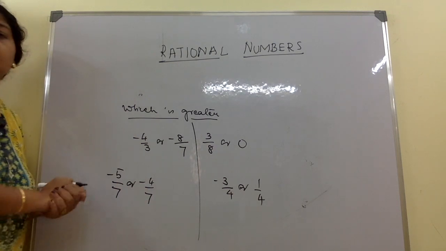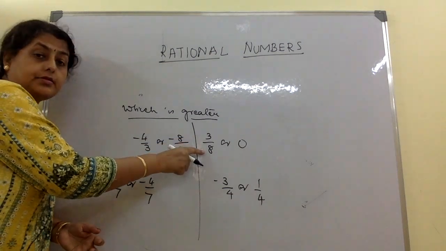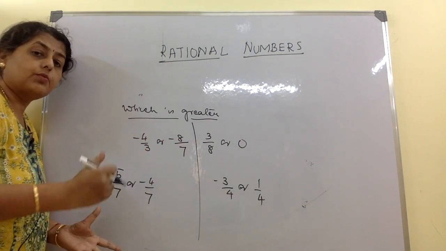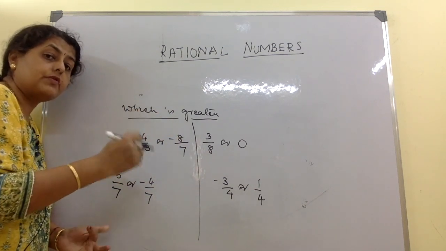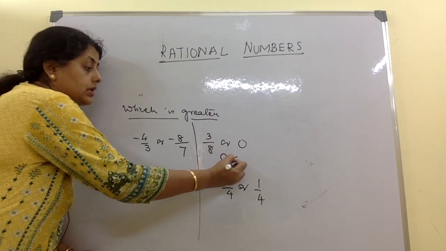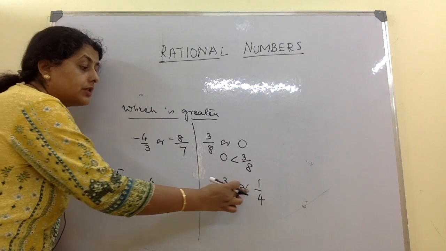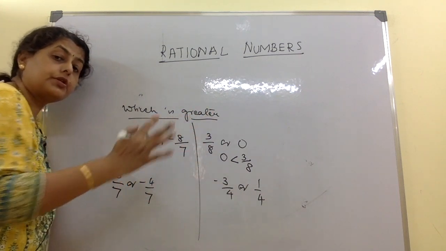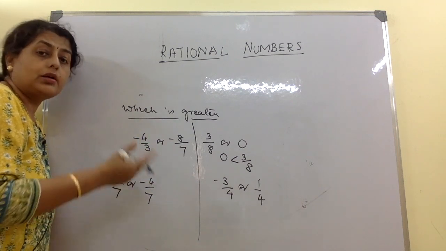So I have 4 questions written on the board here. Firstly, this is 0 and this is 3 by 8, that too positive. So 0 naturally is smaller, and whatever the fraction is, as long as it is positive, it is to the right on the number line. 0 is less, 3 by 8 is greater. This is negative, this is positive. So the positive one is always greater, whether it is a whole number, or a natural number, or a fraction.